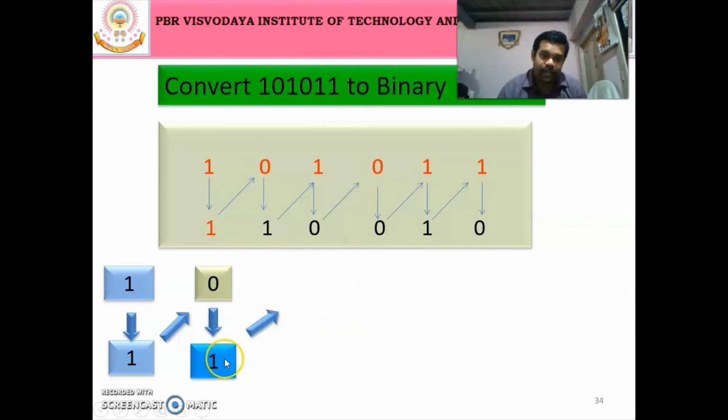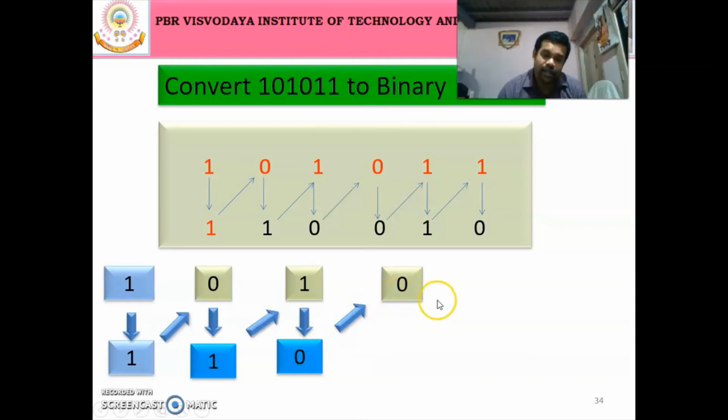Next we XOR this 1 with the next gray bit. XOR of 1 and 1 is 0. Next we XOR this 0 with the next gray bit, 0. XOR of 0 and 0 is 0. Next we XOR the 0 with 1. XOR of 0 and 1 is 1.